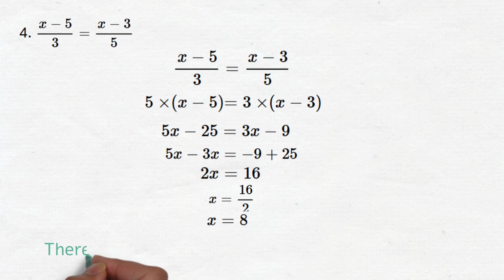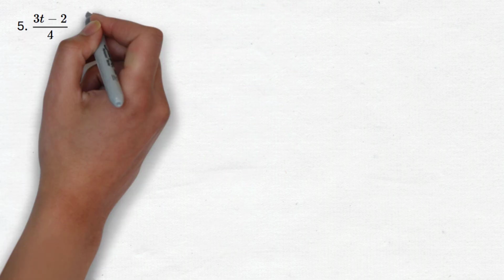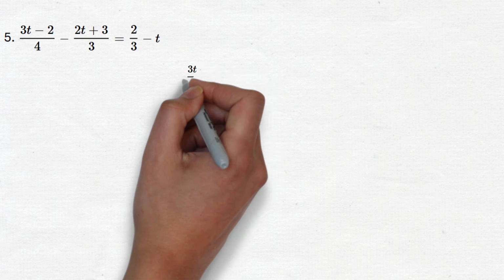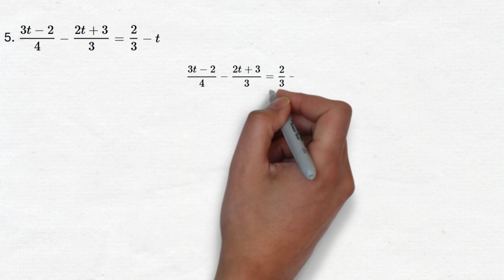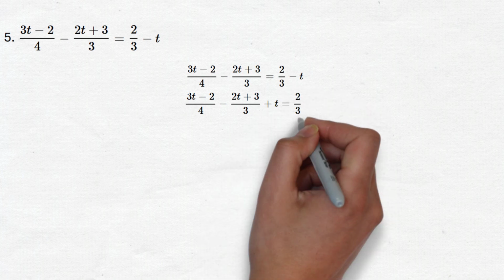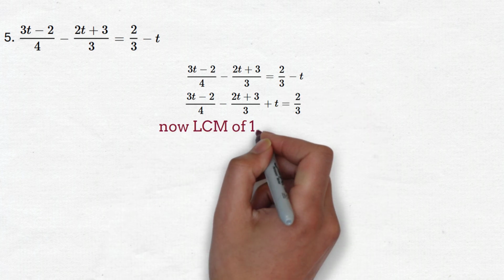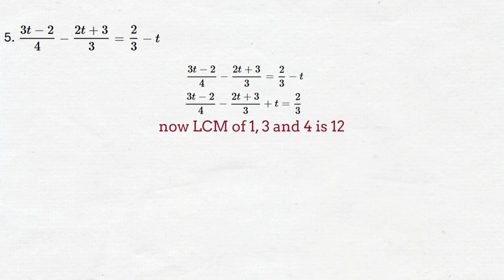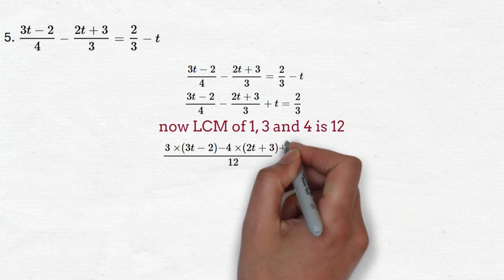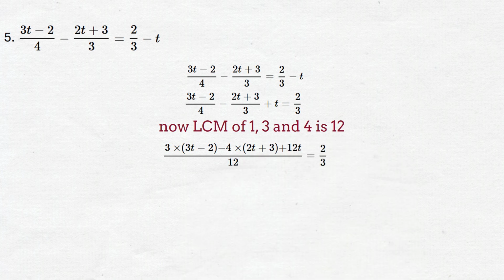Question 5 is (3t minus 2)/4 minus (2t plus 3)/3 is equal to 2/3 minus t. (3t minus 2)/4 minus (2t plus 3)/3 plus t equals 2/3. Now the LCM of 1, 3, and 4 is 12. 3 into (3t minus 2) minus 4 into (2t plus 3) plus 12t over 12 equals 2/3.